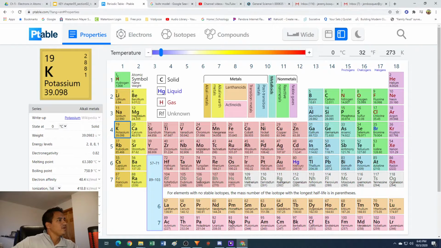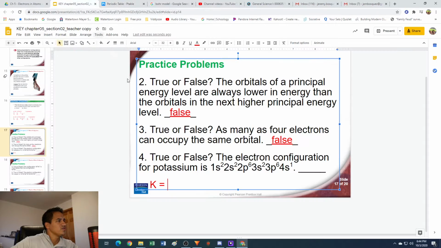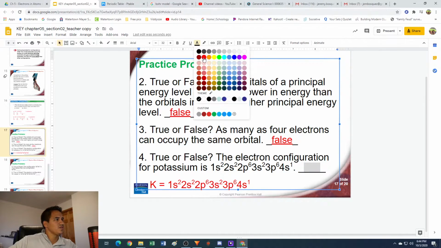All right, so it's going to be 1s2. Then 2s2. Then we'll have 2p6, these ones over here. Then we'll have 3s2 with sodium and magnesium. Then we'll have 3p6 all the way to argon. And then lastly, we have 4s1. So it should be 1s2, 2s2, 2p6, 3s2, 3p6, 4s1. And that is the exact same thing that is in our question. So this is true.